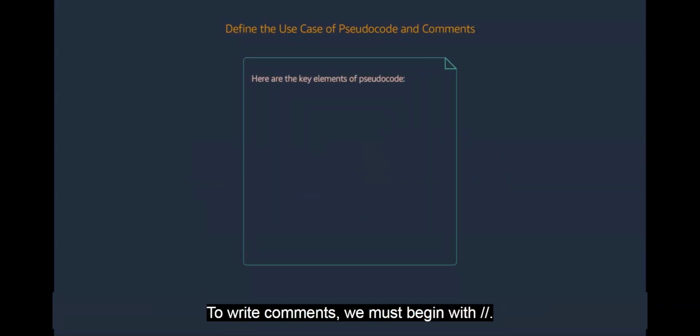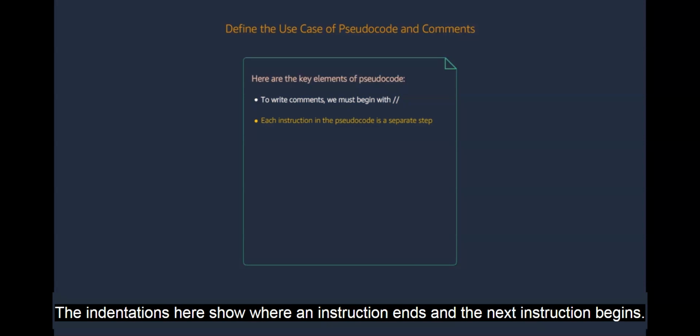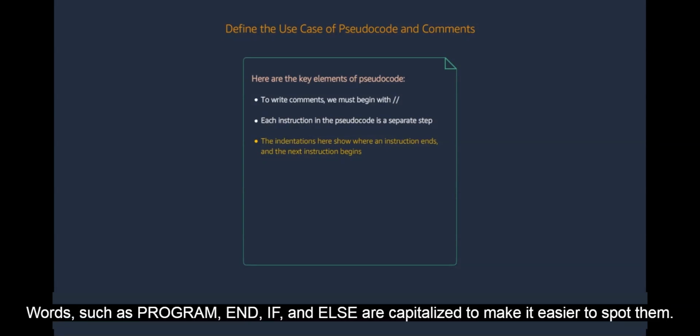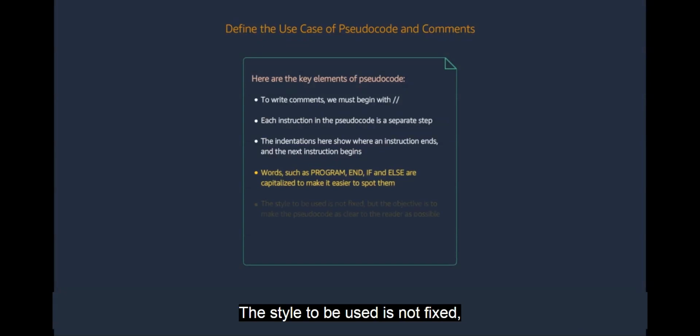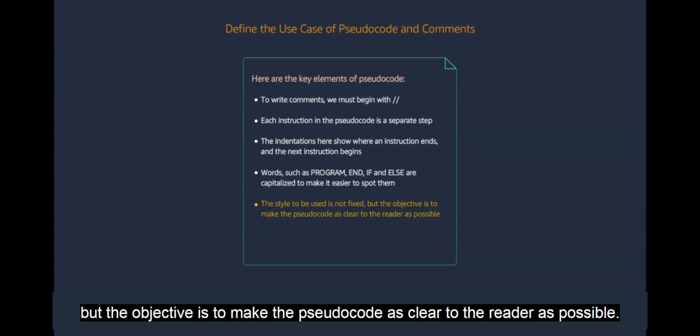To write comments, we must begin with //. Each instruction in the pseudocode is a separate step. The indentations here show where an instruction ends and the next instruction begins. Words such as program, and, if, and else are capitalized to make it easier to spot them. The style to be used is not fixed, but the objective is to make the pseudocode as clear to the reader as possible.